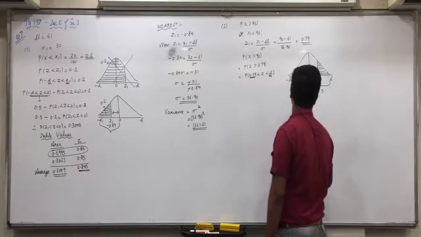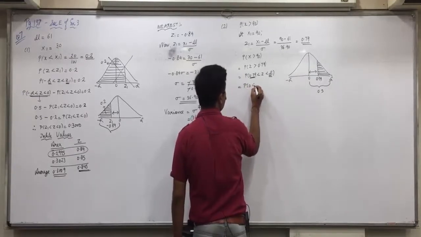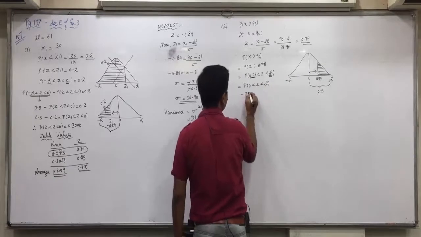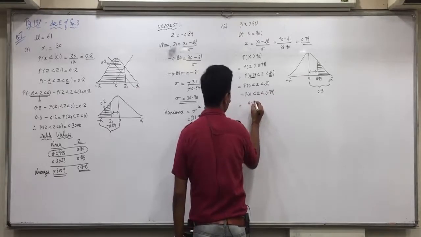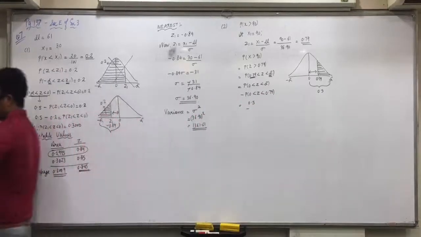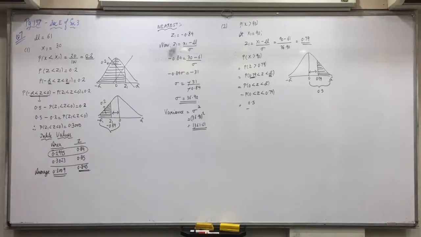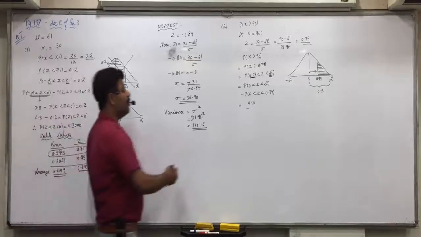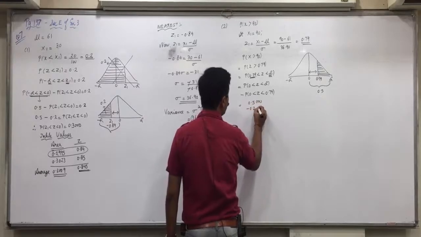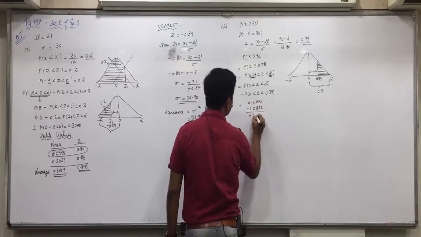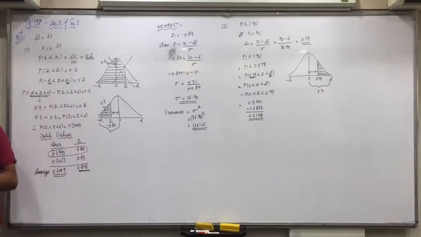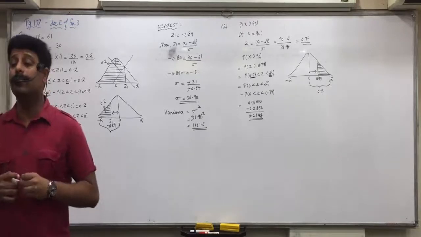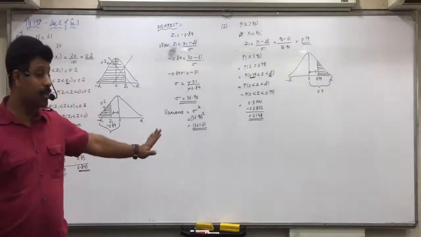One side shading will be the difference of two regions. So P of 0 less than z less than infinity minus P of 0 less than z less than 0.79. That is 0.5 minus, in the table, 0.7 and 0.9 intersect at 0.2852. So 0.5 minus 0.2852 is 0.2148. Probability is 0.2148. Were you asked probability, percentage or number? Probability itself.